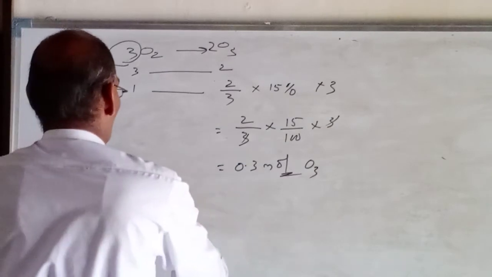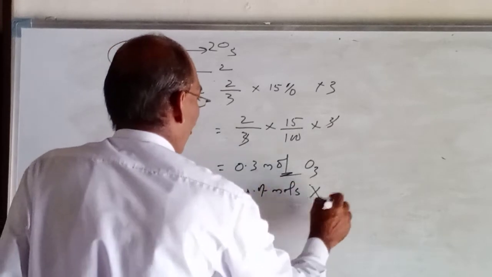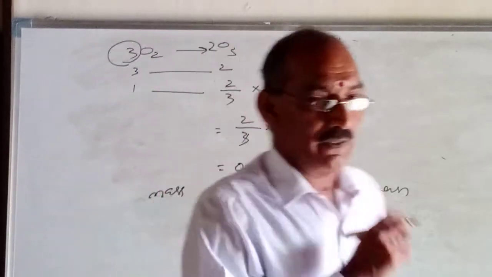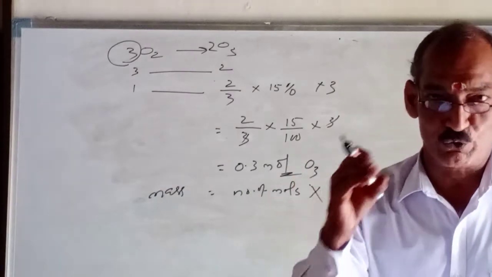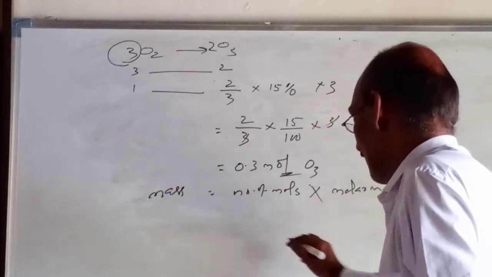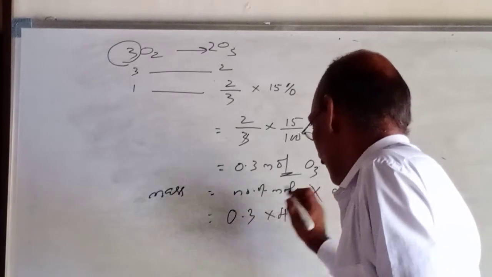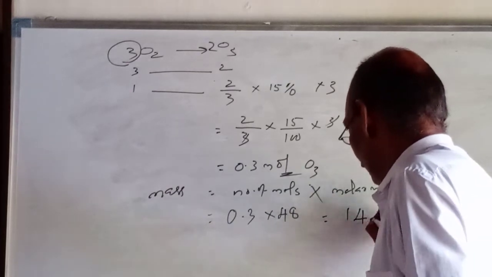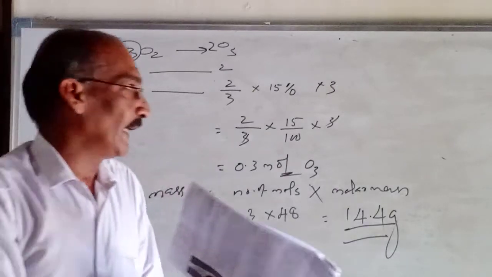Mass means number of moles into molar mass. In previous problems we found number of moles from mass and molar mass. Number of moles is equal to mass divided by molar mass. Here mass is equal to number of moles into molar mass, that is 0.3 into ozone, its molecular mass is 48. 48 into 3, 144. Change one place, that is 14.4 gram ozone that you can collect.